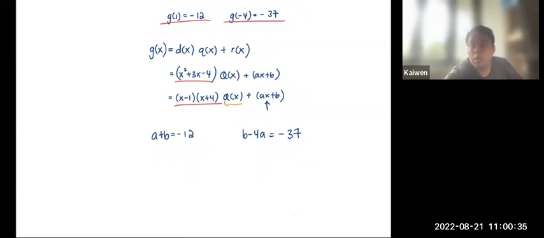Question. Is there another method for this without using this formula? No, I don't have one. This is the only way.